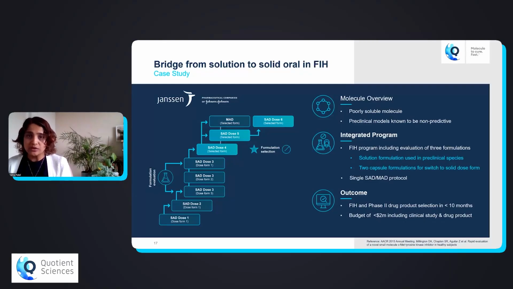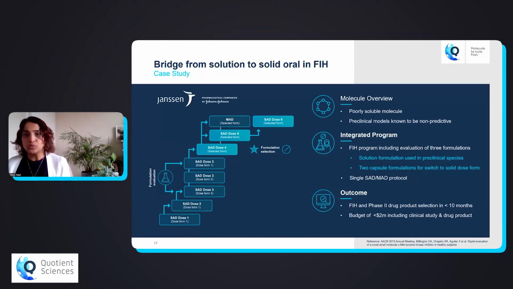This first case study was in conjunction with Quotient and Janssen, and it's a model to think about how we bridge from a solution to a solid dosage form within a first-in-human study. So this was a first-in-human protocol where we had a SAD and a MAD, and a switchover from a solution to a solid dosage formulation within the first-in-human study.